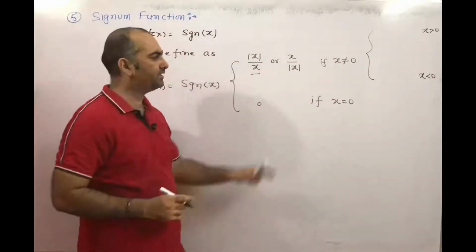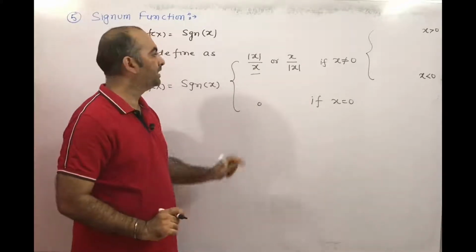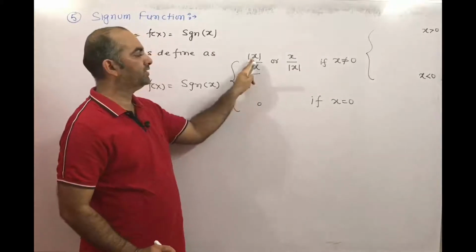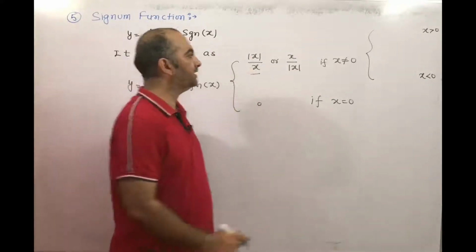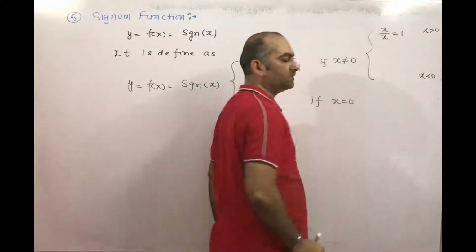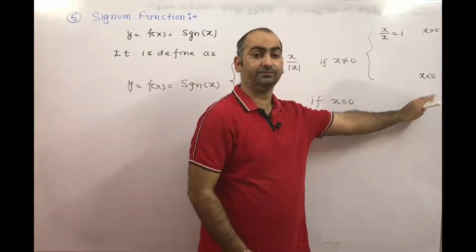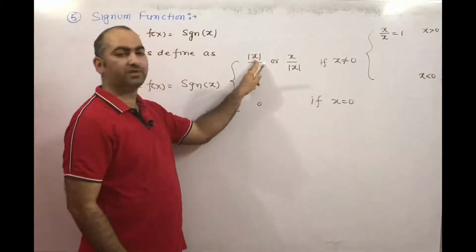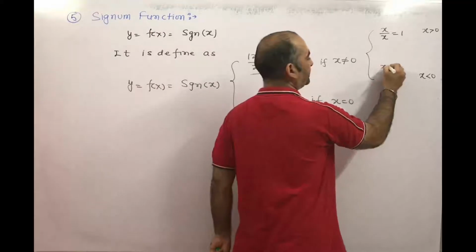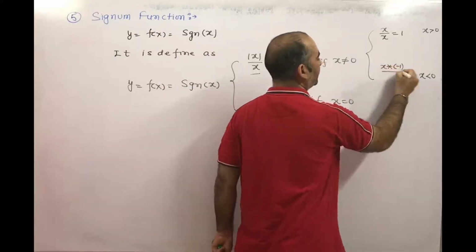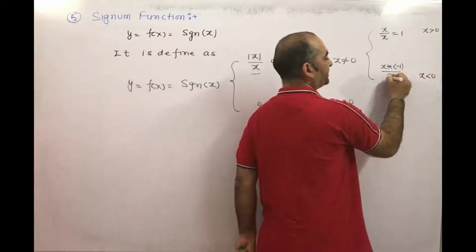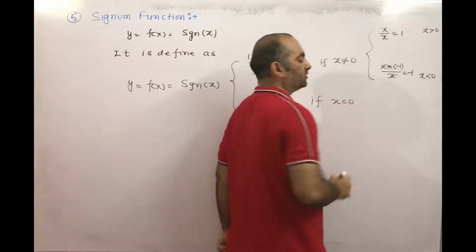If x is greater than 0, suppose we are taking this one, or we can take this one also, no problem, the same answer will come. So modulus x divided by x. If x is positive, this modulus we can remove, so inside quantity x only will come, and divided by x, 1. And if x is negative, if you remove this modulus, x into minus 1 divided by denominator x. So x is getting cancelled, and minus 1 will come.